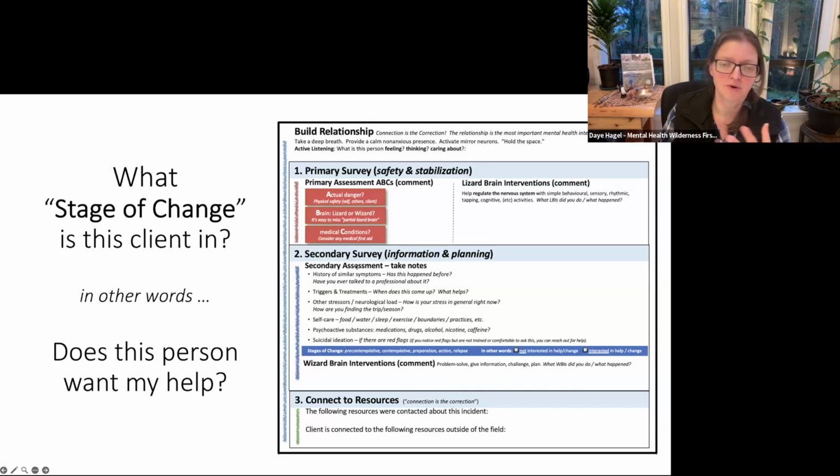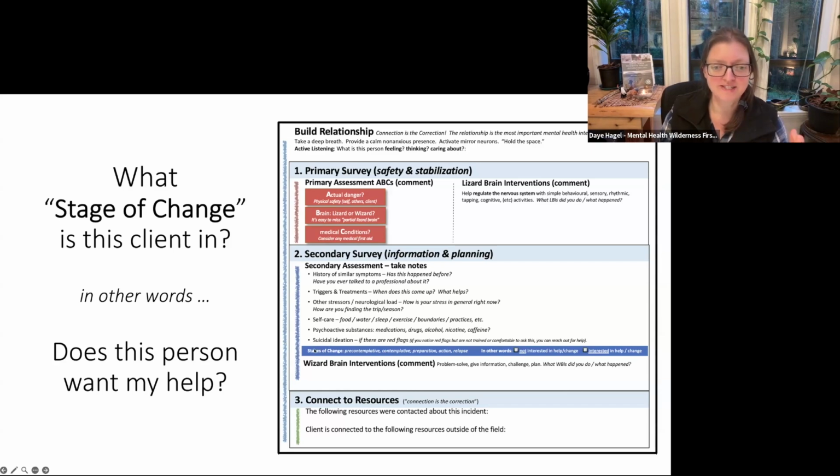And so we talk about, well, you might want to gather more information so that you can use that to figure out what to do next. You'll figure out, now that the person's regulated, is this a good time for problem solving or advice or planning or thought challenging or behavior challenging, any of the more rational, logical things.